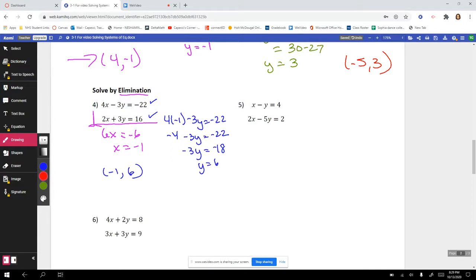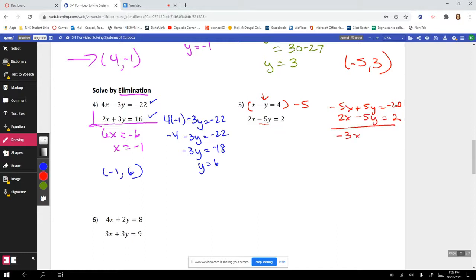Okay, so for number 5, again, those equations are in standard form. But when I add them, one of my variables is not going to eliminate. So I have to play around with this a little bit. And I realize if I multiply my top equation by negative 5, that would make that a positive 5y, which is what I want because I have my negative 5y here. And then that y would eliminate. So let's go. Negative 5x plus 5y is equal to negative 20. And then I have 2x minus 5y is equal to 2.